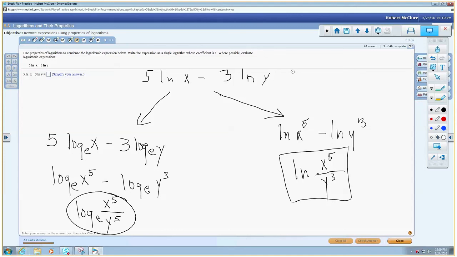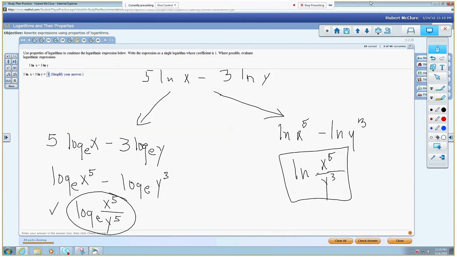Now, some teachers will kind of smirk when you write log base E of the answer, but you cannot get marked wrong for this mathematically. If you wrote it on a test, I would mark it right. But it's kind of like if you start with a fraction, you what? End with a fraction. If you start with natural log, you what? End with natural log. So it's kind of along the lines of that rule.